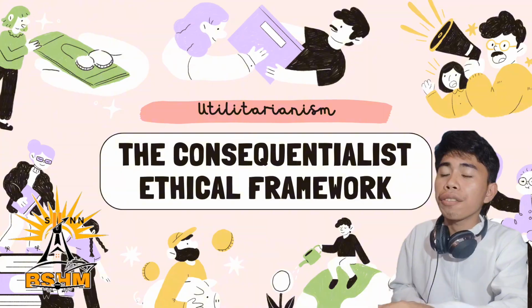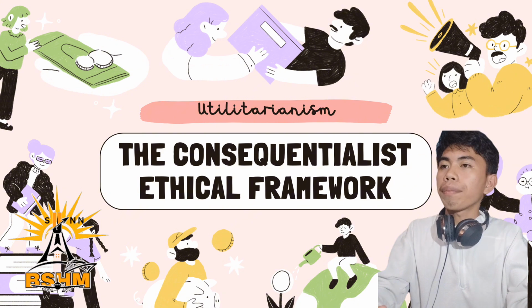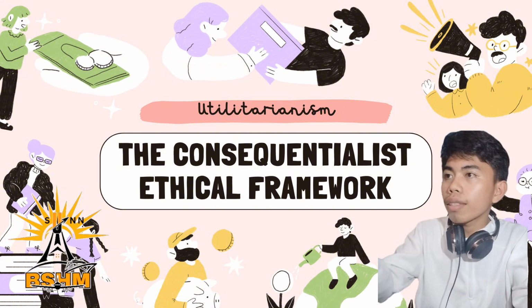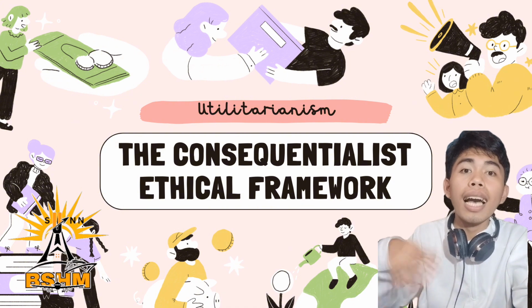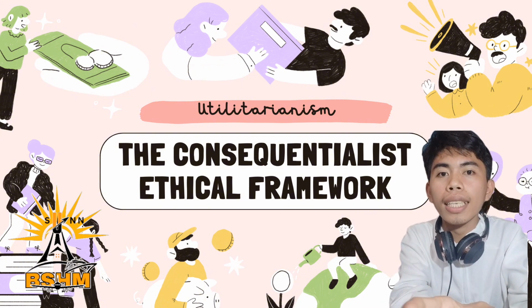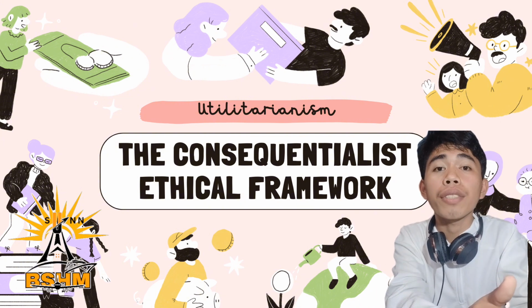And next we have the greatest happiness principle. So according to this theory, which is the same from the previous theory, actions are right in proportion as they tend to promote happiness, and wrong as they promote the reverse of happiness. Okay. So yeah, as I've said earlier, these two principles just have the same concept and same perspective and the same goal, to promote and to maximize the essence of happiness and lessen the possibility of suffering or pain.